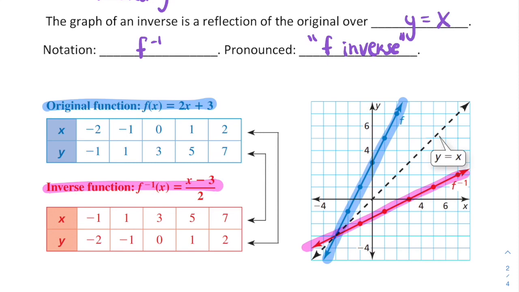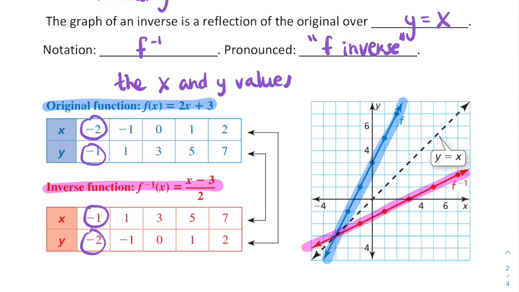Notice that for every x value on the original function, it matches up with a y value on the inverse. And the opposite is also true. The y's match up with the x from the inverse. And that happens for all of the ordered pairs here. So just to reiterate, the x and y values switch places.